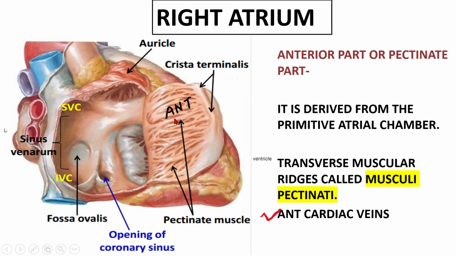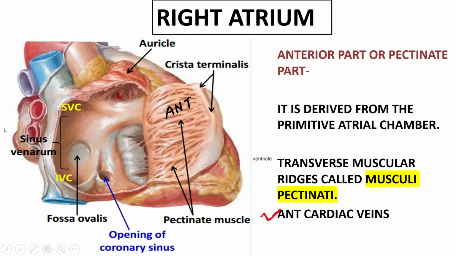The rough anterior part of the right atrium is also known as the atrium proper or the pectinate part, and this part of the right atrium is rough because of the presence of these thick muscular ridges, known as the musculi pectinati. We can see that the direction of these muscular ridges is from the crista terminalis towards the tricuspid valve, and these muscular ridges are more dense, forming a dense network-like structure in the auricle part of the right atrium.